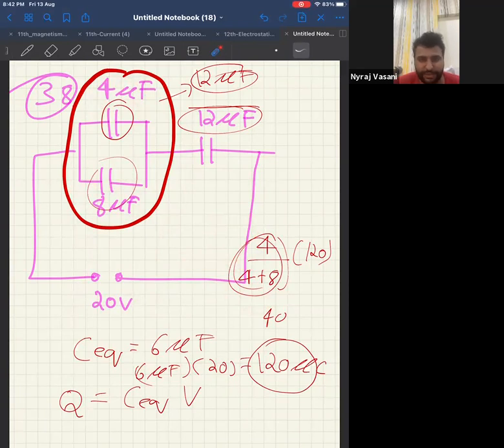Everyone understood this. You should know how to analyze and try not to use the formula. Try to use the logic itself. So if the total charge goes here and here, see what happens in which ratio. Clear? I want all of you to understand this problem.